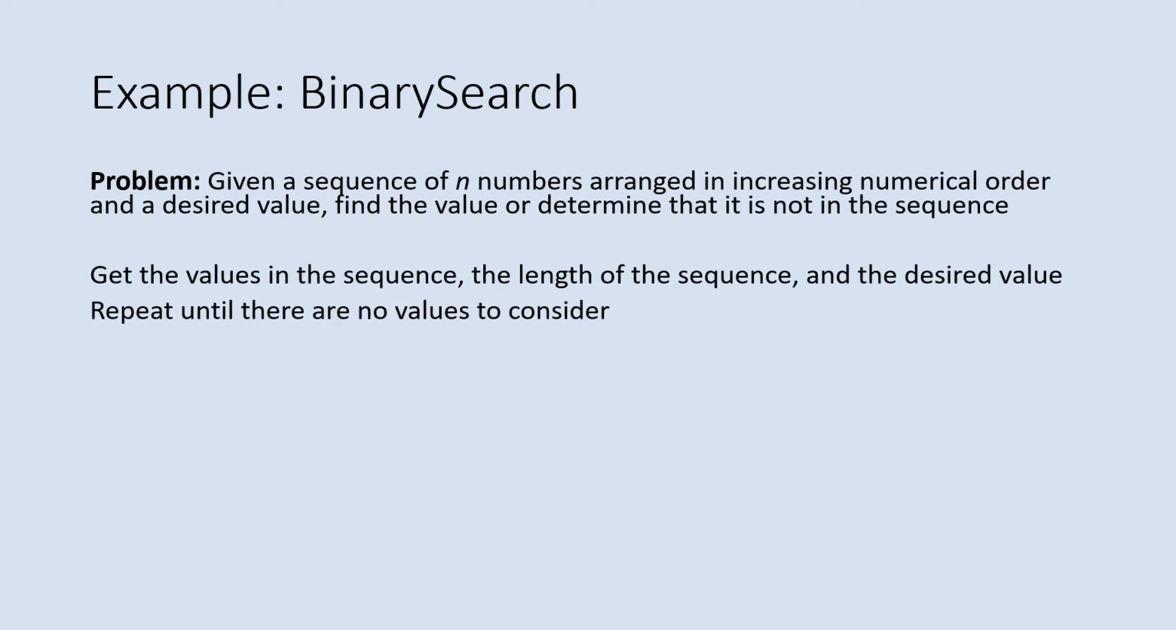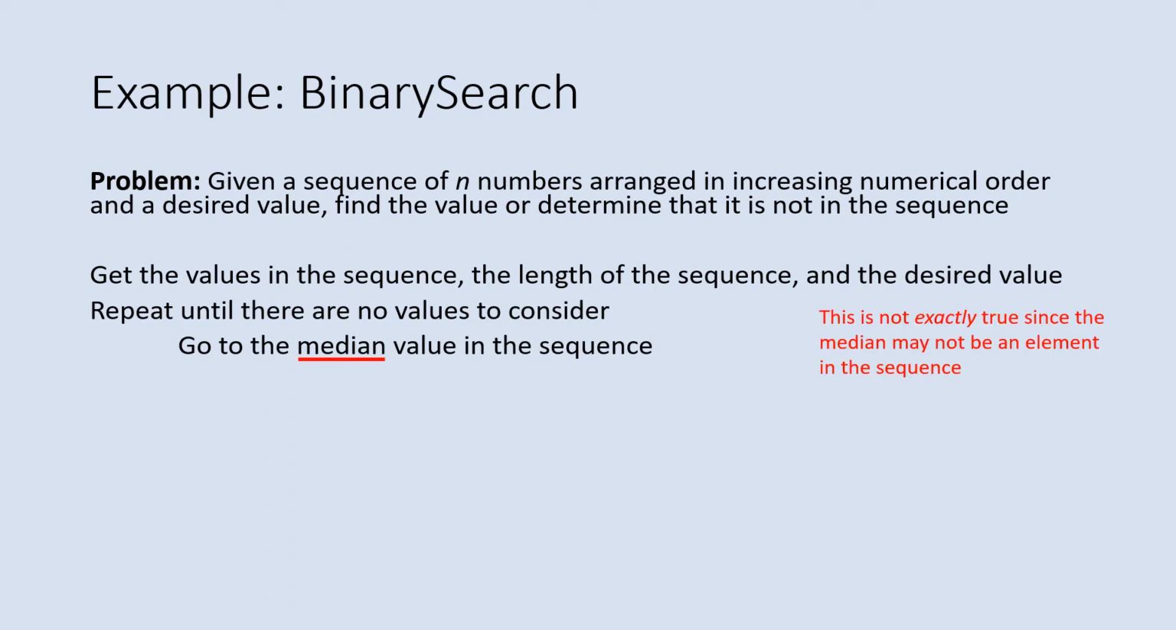Then we're going to repeat a process until there are no values left to consider. What we're going to do is, first of all, go to the median value in the sequence, the value that's in the middle. Except this isn't quite true because the median may not actually be an element in the sequence. The median could be in between. So we're going to go to the halfway mark, and if we need to shift to the left or to the right to stay with a value in the sequence, then we will do that. And usually we're going to shift to the left to stay in the sequence.